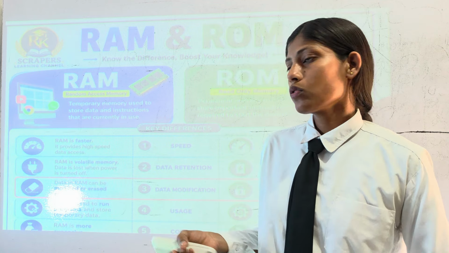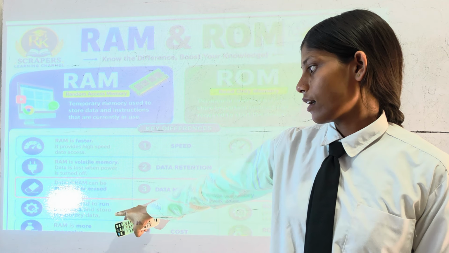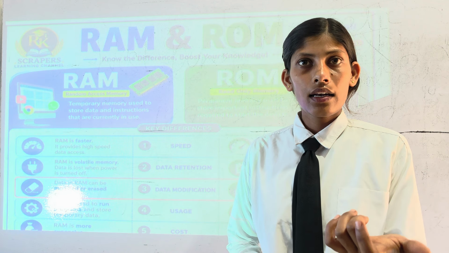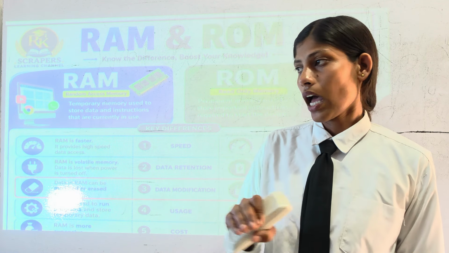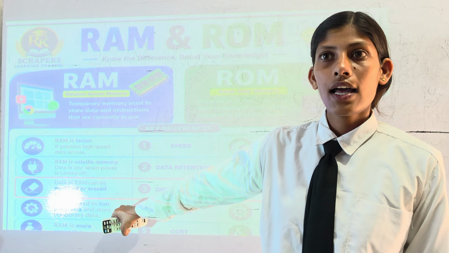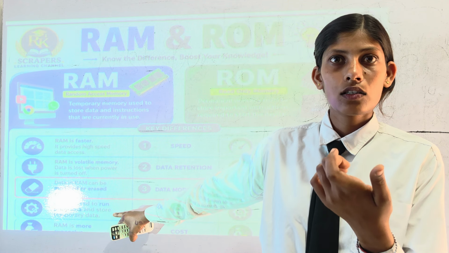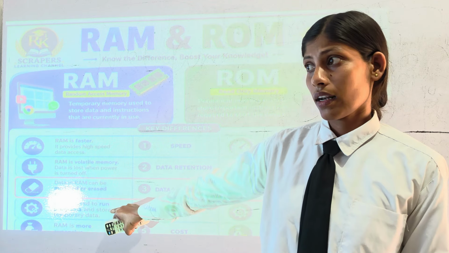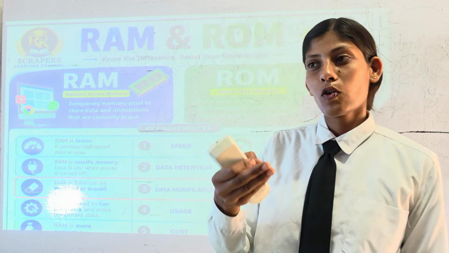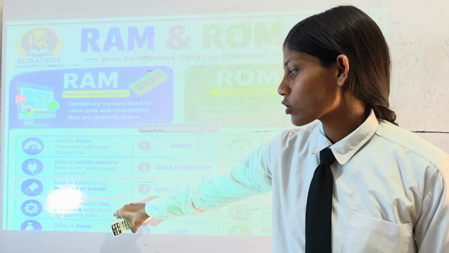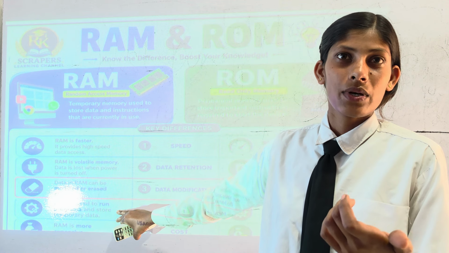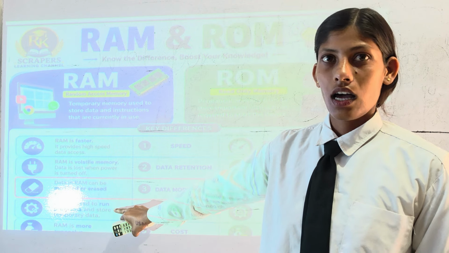The next thing is usage. RAM is used to run programs, as you can see here. Whenever we run any program, everything happens because of RAM. That's why we check the RAM of any mobile. Whenever we buy a mobile, we check the RAM. We also check the ROM, but RAM is most important because we have to work in the present time, so it works in our present time.